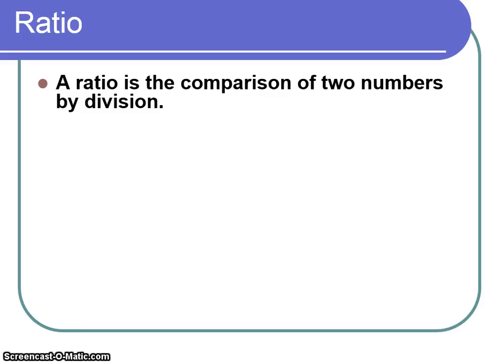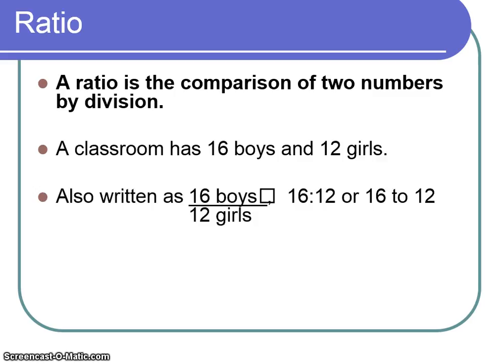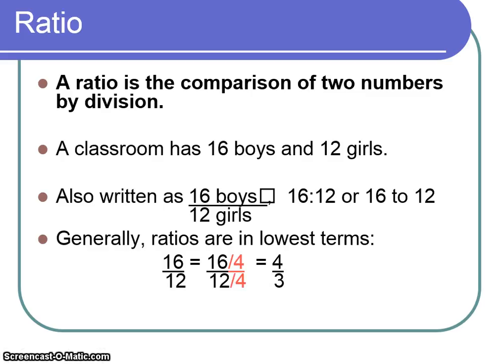So, any fraction would make a ratio. A classroom of boys to girls is a ratio. You're comparing the number of boys and the number of girls. It can be written in three different ways. It can be written as a fraction, or it can be written with a semicolon between, or it can be written with the word to in between. So there's three ways to write a ratio.